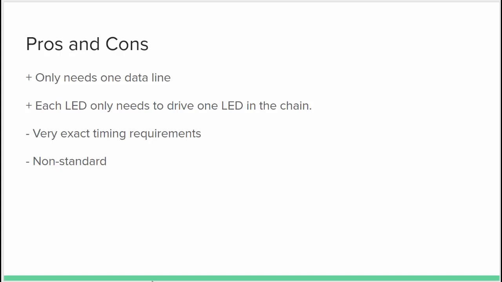On the negative side, of course, you have to have very exact timing. You have to meet those timing restrictions, plus and minus 150 nanoseconds. Also, this particular protocol is really only used by this device. So if you spent a lot of time building a library to handle this type of communication protocol, it would only be useful with these LEDs.